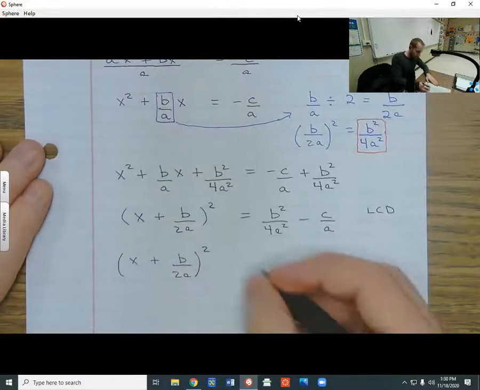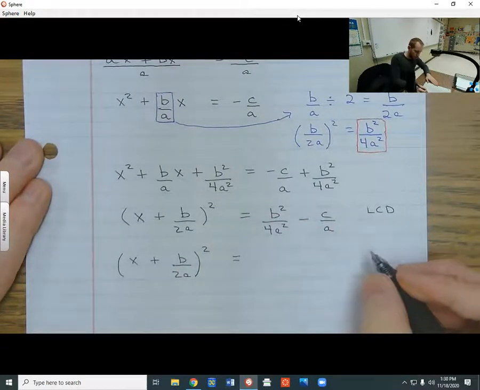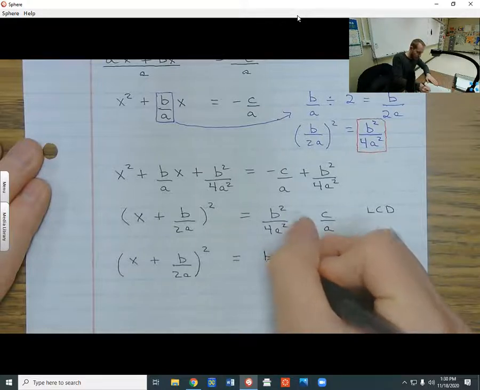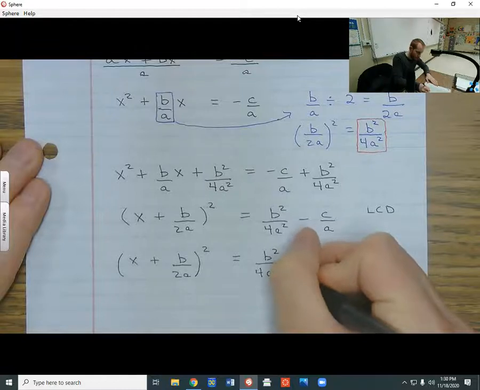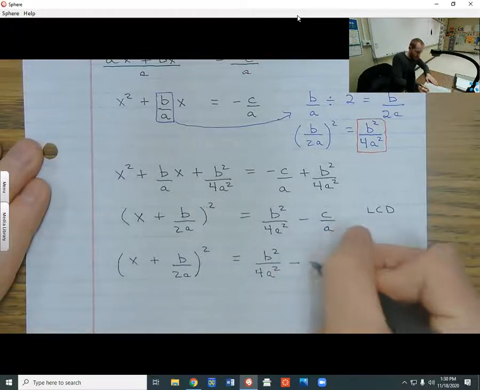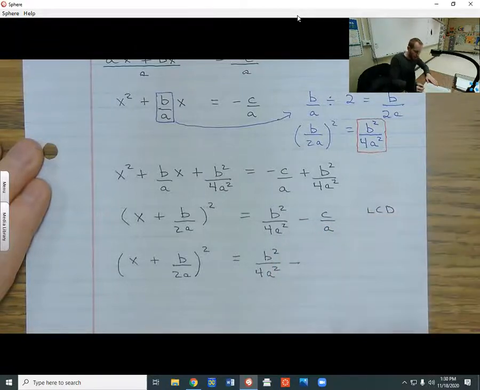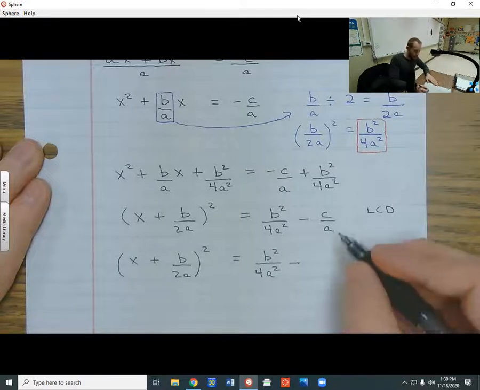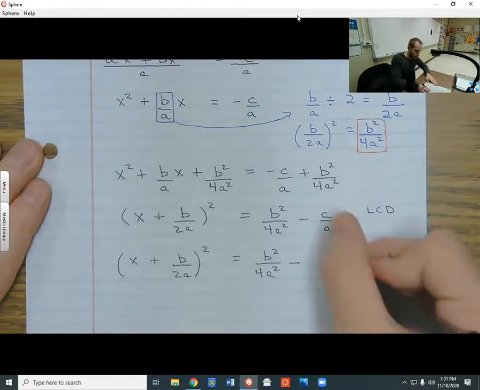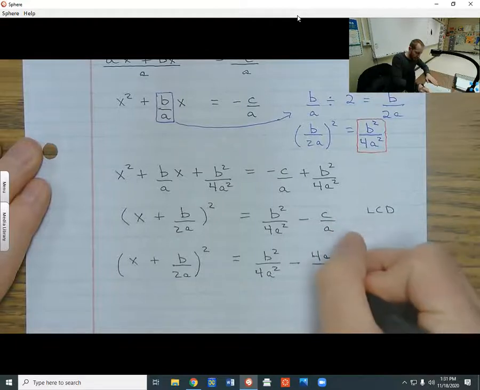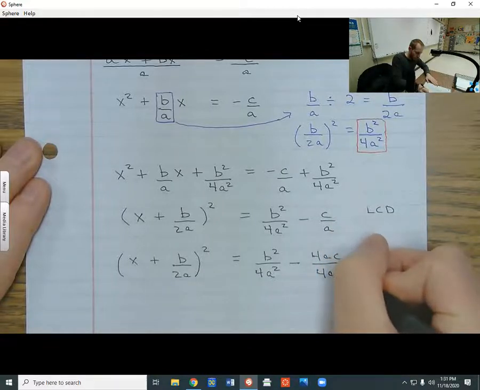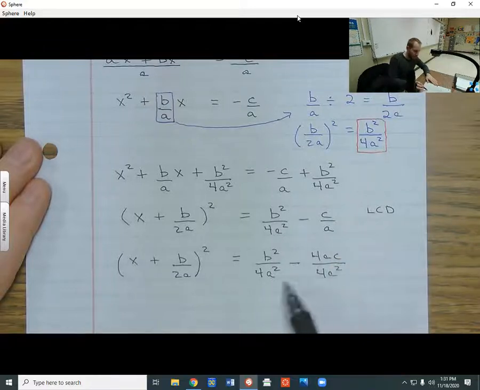And then over on this side, what's going to happen? I'm going to keep this fraction the same. So I'm still going to have b squared over 4a squared. But then over here, I need to find that least common denominator, so I'm going to multiply the top and the bottom by 4a. So I'm going to get 4ac on the top, and I'm going to get 4a squared on the bottom. So now, notice how the denominators are the same. I can actually write this as one fraction.